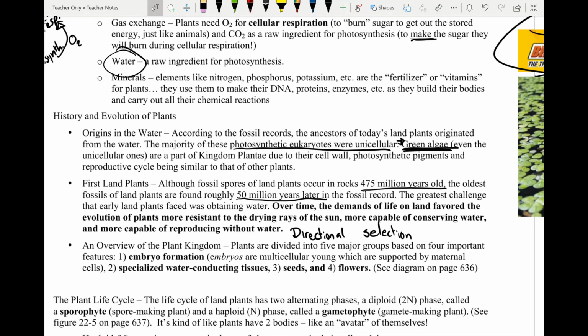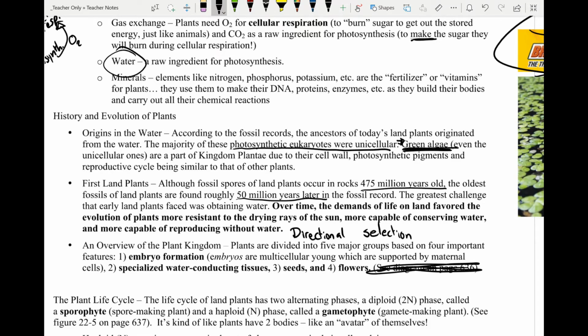So we have an overview of the plant kingdom. We have 5 major groups, and there are 4 important features. Embryo formation sounds weird, but plants do in fact have embryo stages. Specialized water conducting tissues, we'll talk about that. Seeds and flowers. We can ignore this, I'll be putting diagrams in. So this is a bit of an overview.